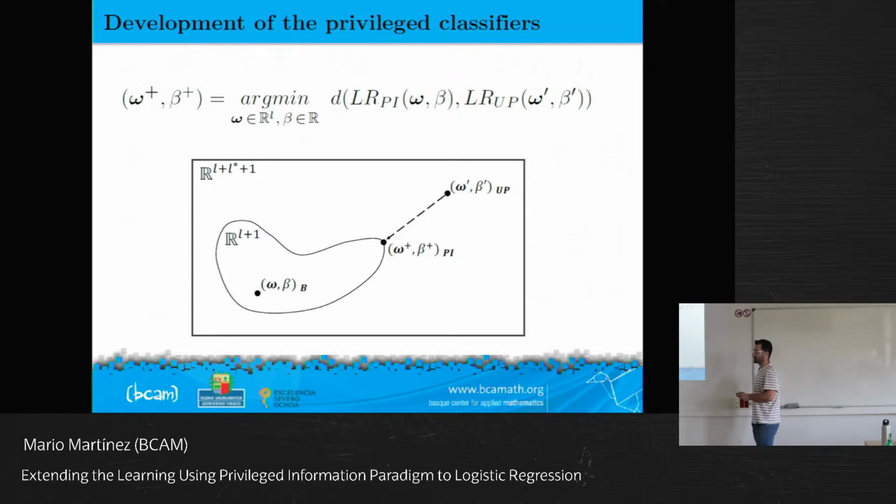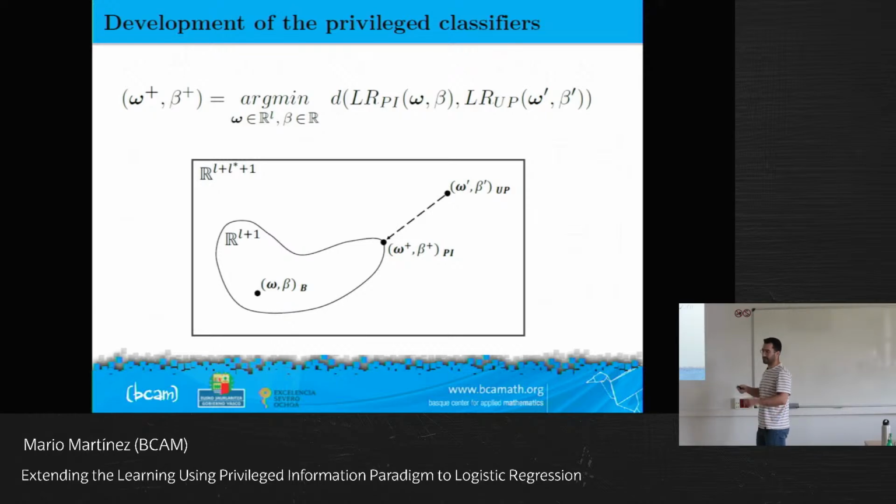And for the posterior probability model, it is more or less the same. We maintain the same structure, but instead of using the logit structure, we use the posterior probability. And here we have the posterior probability of our model. We are going to minimize over omega and beta, and here we have the posterior probabilities of the unreal privilege classifier.